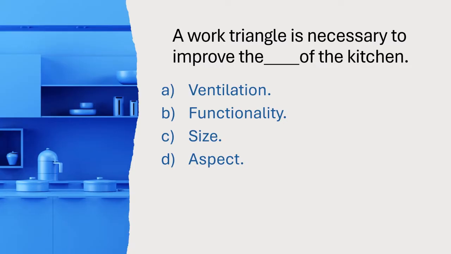Now, a work triangle is necessary to improve the dash of the kitchen. What is it, my dear students? Is it ventilation, functionality, size, or aspect? Yes, it is functionality. I'll just quickly read the explanation. The work triangle is a concept used in kitchen design to optimize the efficiency and functionality of the space. It refers to the imaginary triangle formed by the three primary work areas in a kitchen: the stove, the sink, and the refrigerator. Let's go ahead.